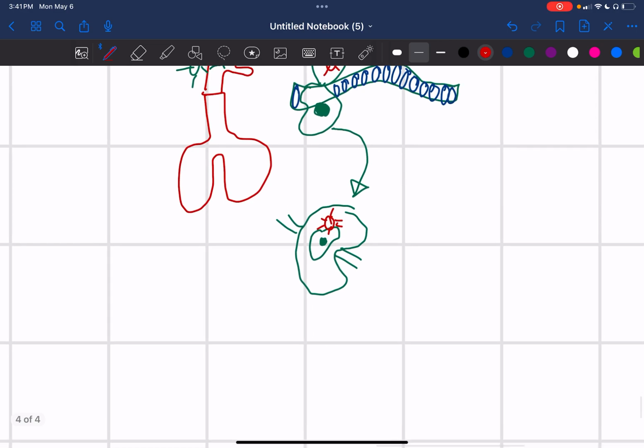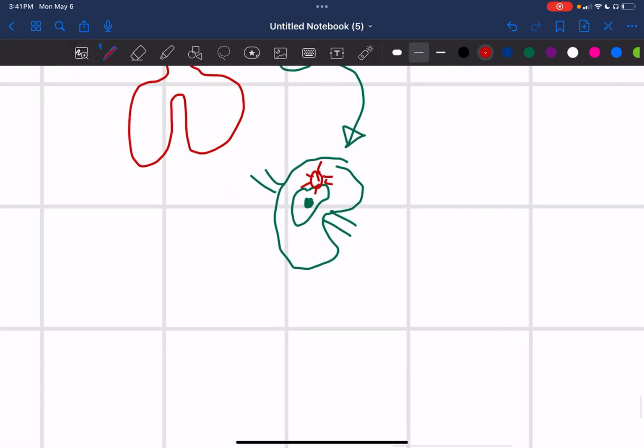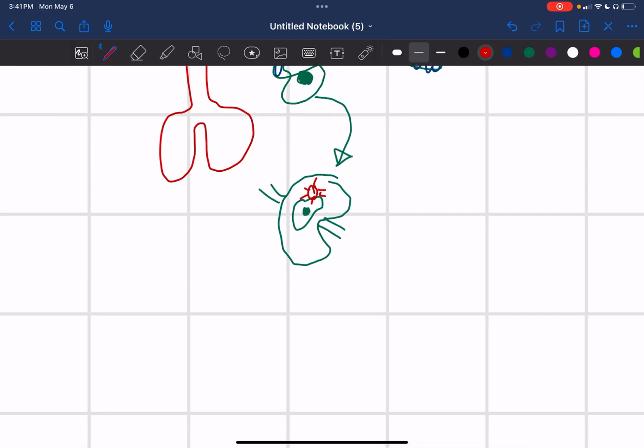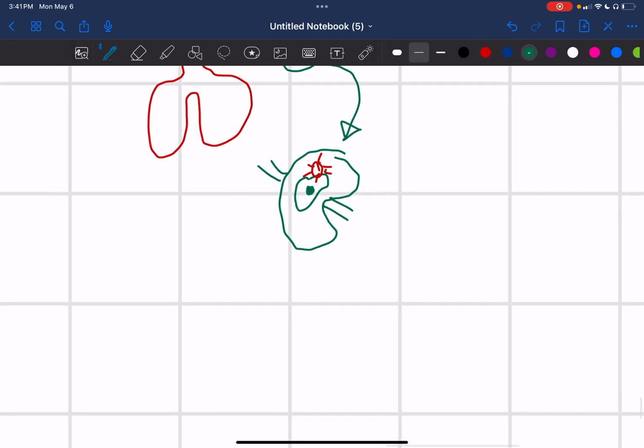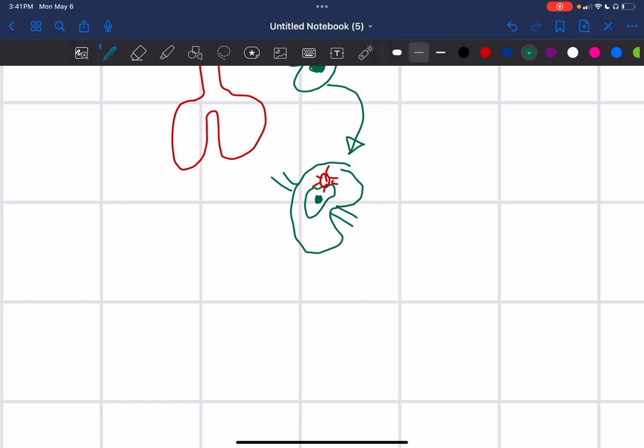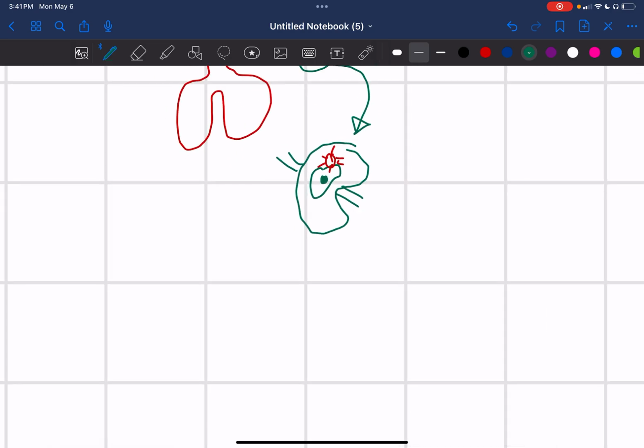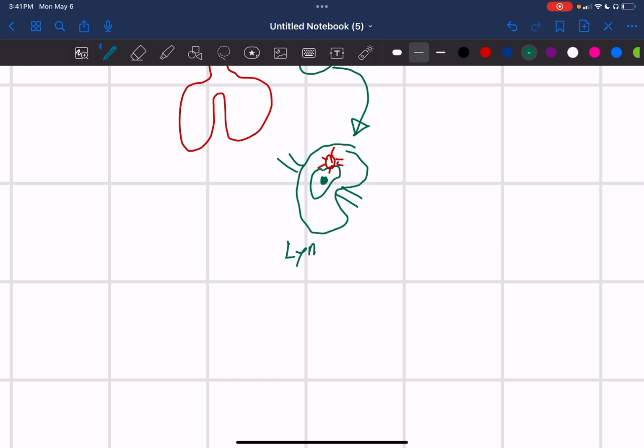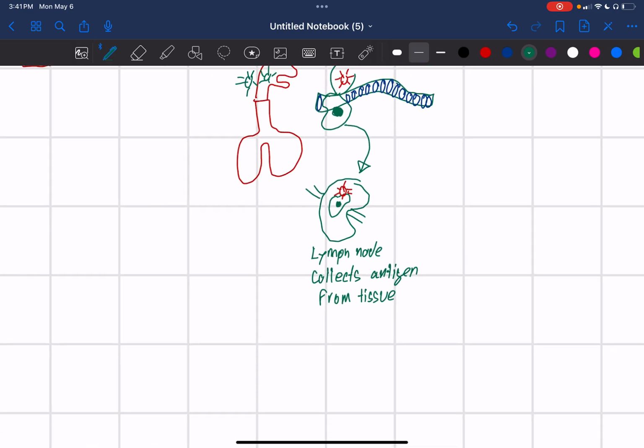And essentially what happens when it absorbs this pathogen, the lymph node will collect these antigens from the tissue, and it will create an immunologic memory so they can create antibodies. We'll talk about this soon, if not in the next chapter for sure. So let me write it for you right here. Lymph node collects antigen from tissue. All right, so that's how that goes.